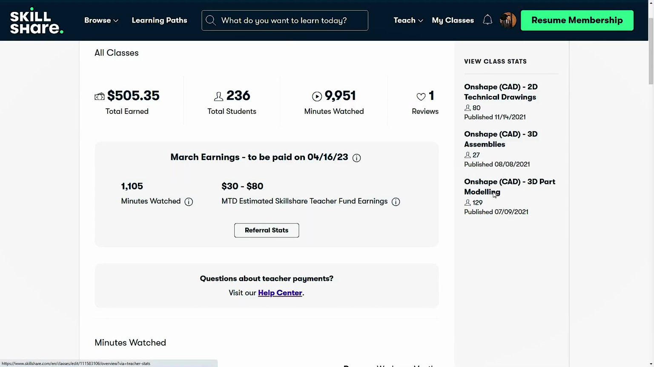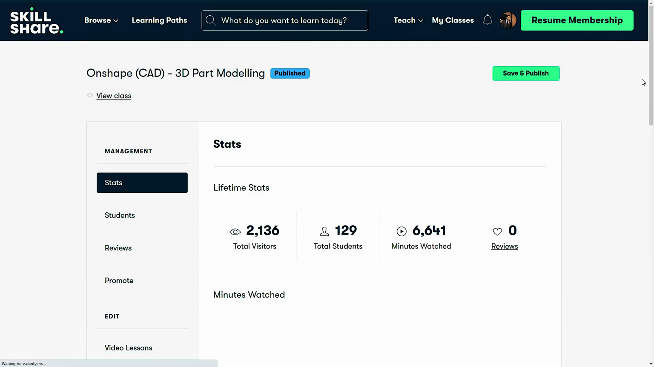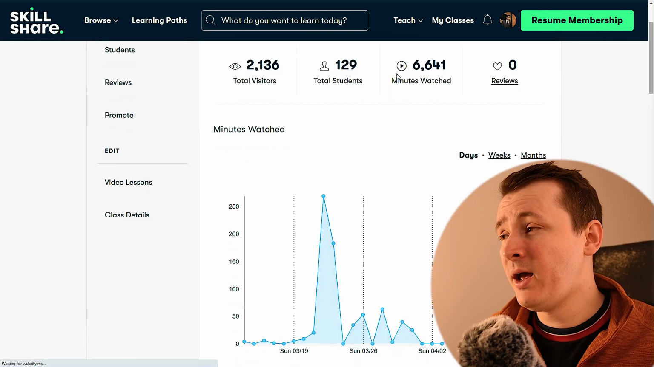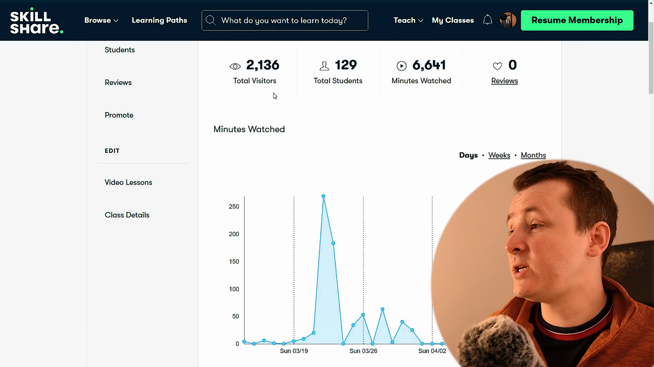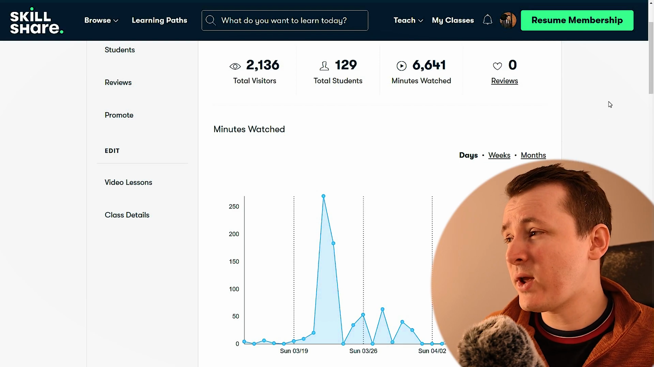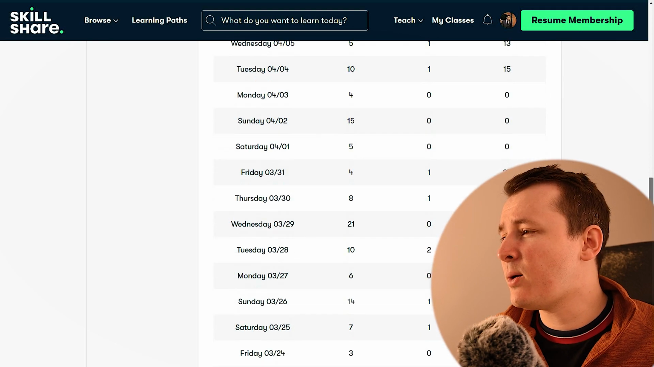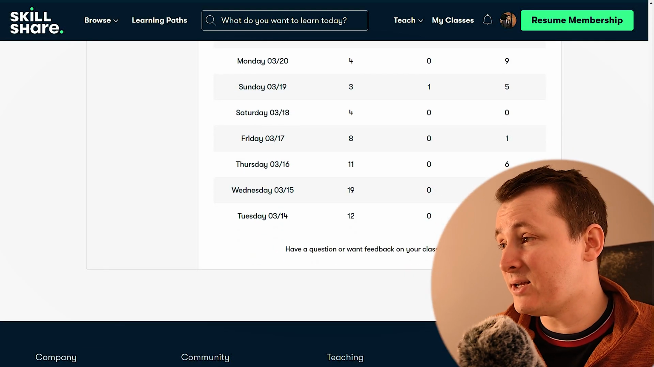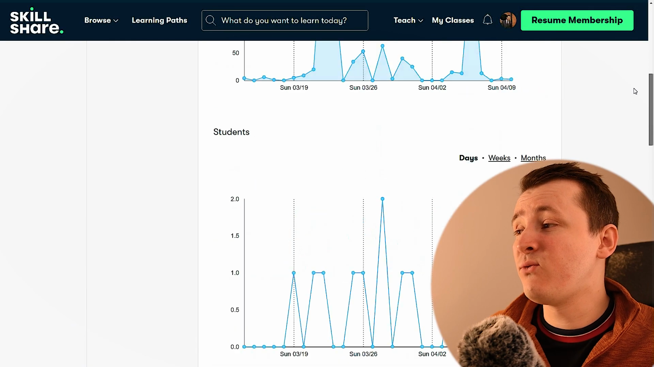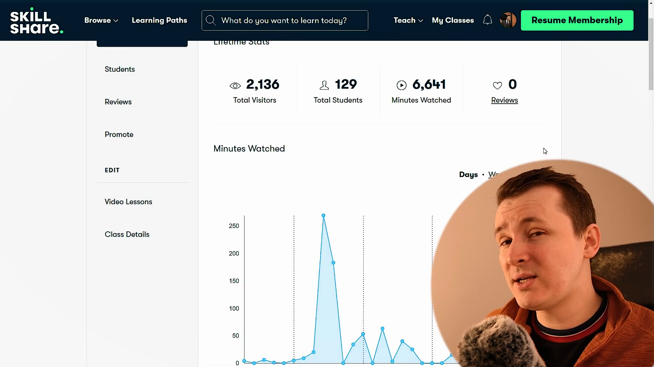Now from the dashboard you can select an individual class and look at the stats per class. And it's a slightly different layout from the teacher's overall stats, as we have this total visitor number and information on students down below over the last 28 days. And we can calculate a conversion rate for the enrollments of these classes.